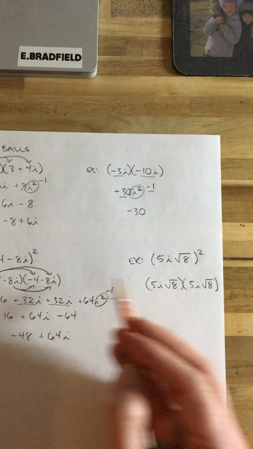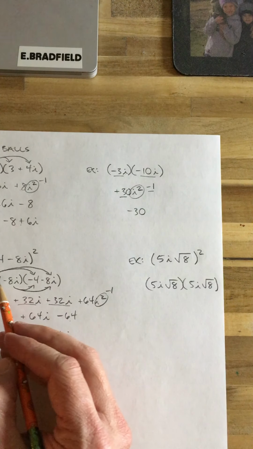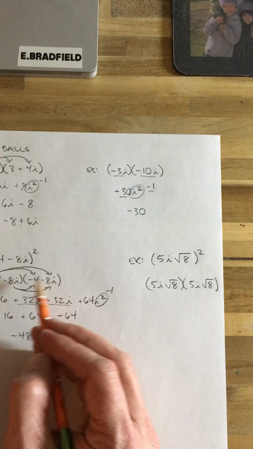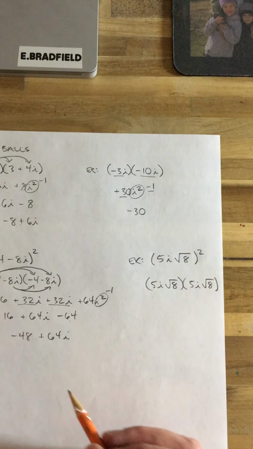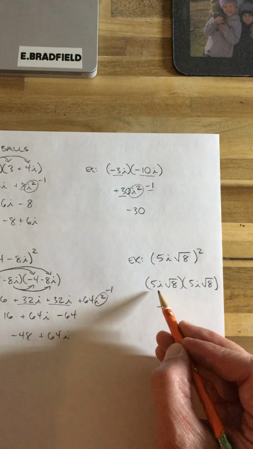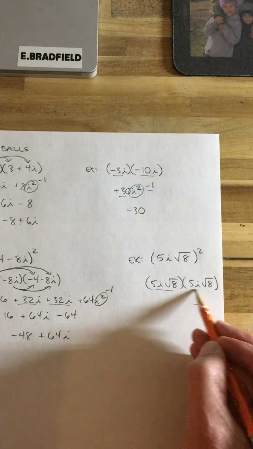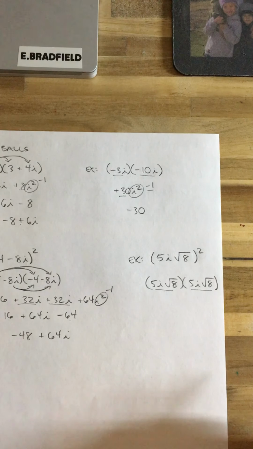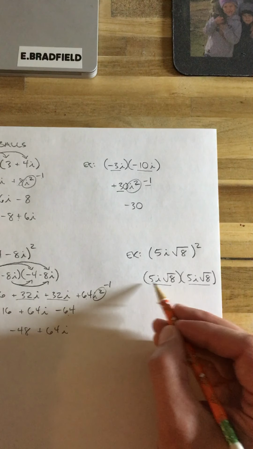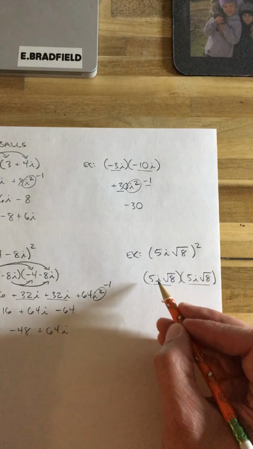But notice the difference between these. Here, I had two terms times two terms. It was this times this and this times this. We had to do a whole bunch of that FOIL stuff, right? Here, how many terms do I have? I just have one. This is one term times one more term. So you don't have to do FOIL. All you have to do is multiply everything together, all in one shot.